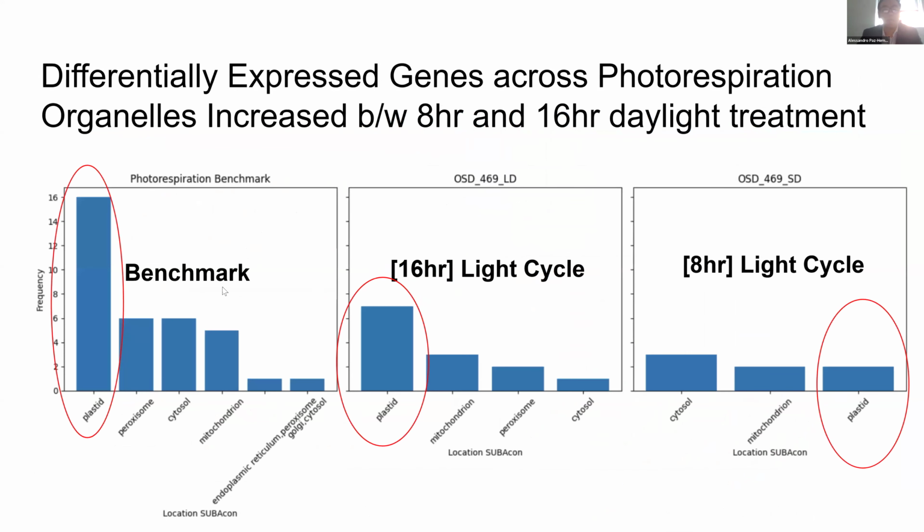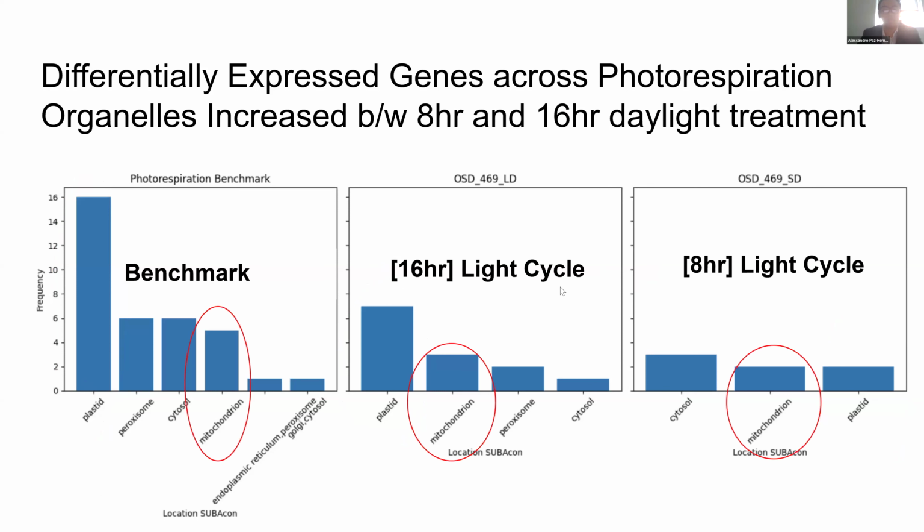So we went deeper and we actually plotted the subcellular location. So how did the differential expression play across the different organelles? And we actually found increased differential expression comparing the 8-hour to 16-hour light cycle, and also the same pattern, increased differential expression comparing the 8-hour to 16-hour cycle in the mitochondria. And interestingly, we found the peroxisome only appeared in the 16-hour cycle.